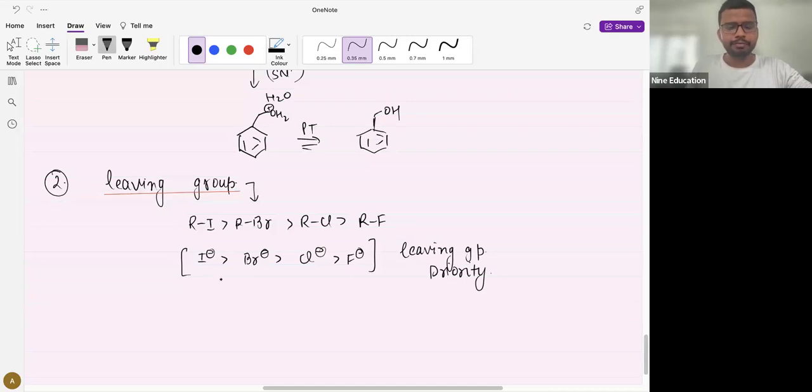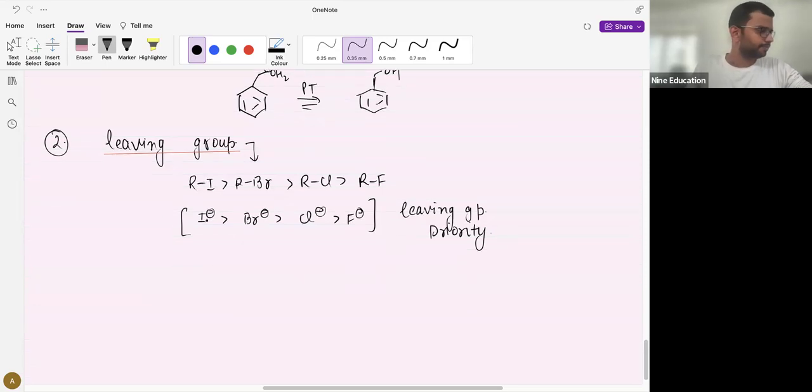So I minus will leave fast because I minus is bigger in size. जल्दी टूट जाएगा. This bond will be broken fast. अगर यहाँ पर if they do the solvolysis of this reaction SN1 किया तो I minus will go fast. चल.